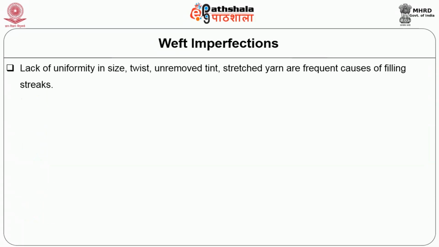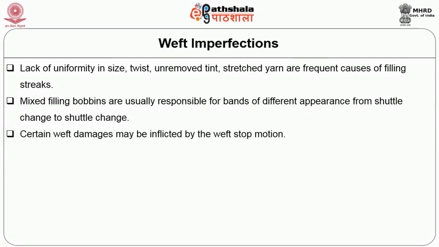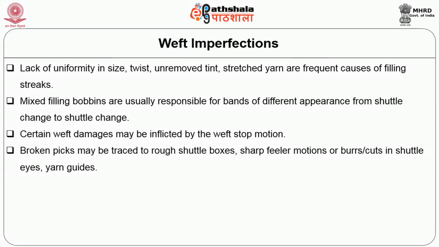Weft imperfections. Lack of uniformity in size, the twist, unremoved tint, stretched yarn are frequent causes of filling streaks or weft streaks. Mixed filling bobbins are usually responsible for bands of different appearance from shuttle change to shuttle change. Certain weft damages may be inflicted by the weft stop motion. Broken picks may be traced to rough shuttle boxes, sharp feeler motions, or burrs and cuts in the shuttle eye.